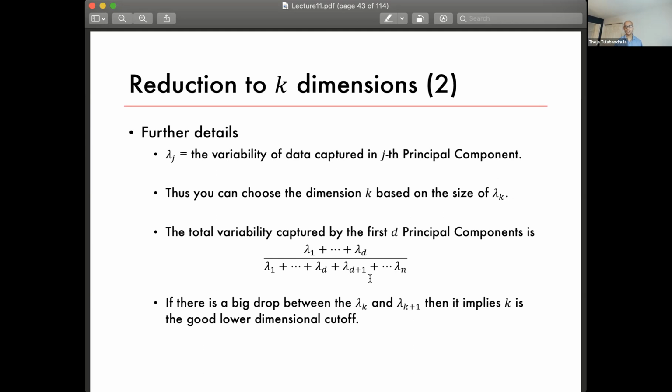And so you can see whether adding one more eigenvalue gives a payoff, a bang for the buck, for adding one more dimension to your reduced dimension. If there's a big drop between lambda k and lambda k plus 1, that means k plus 1 is not really adding much if you include it as one extra dimension when you do the dimensionality reduction.